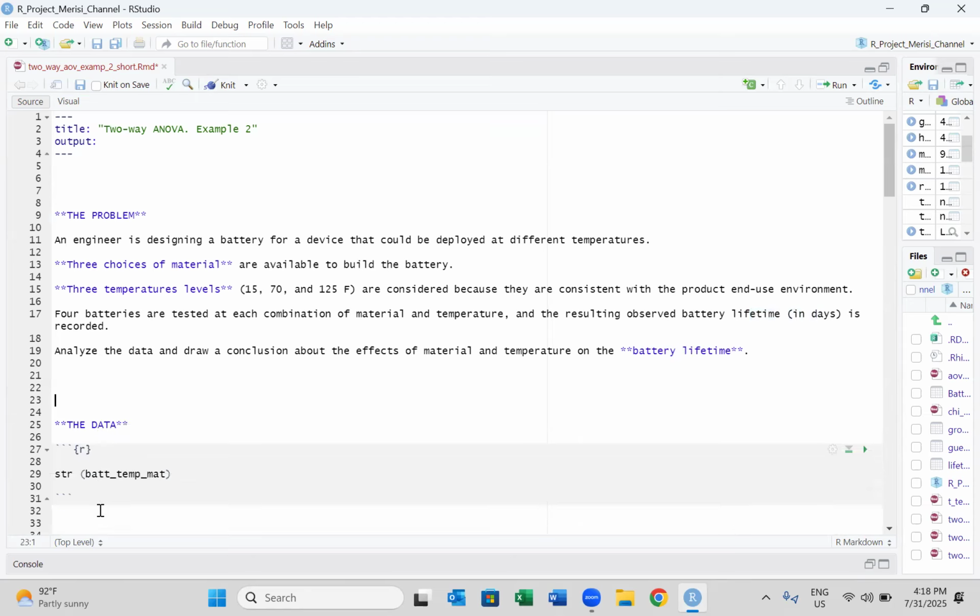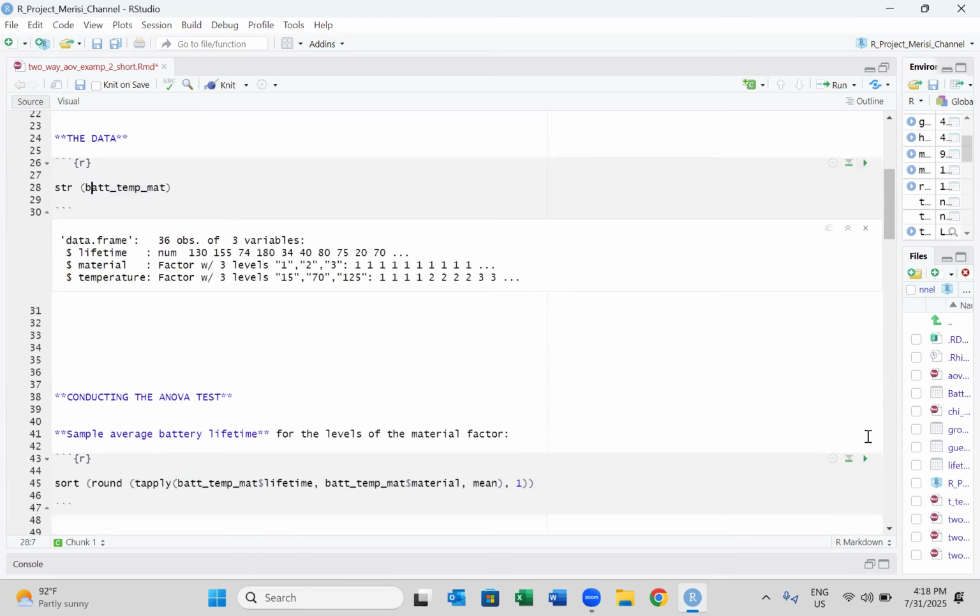Great. So let's take a look at the data for this problem. I have the data for this problem stored in this data frame. And in that data frame, we have three columns, one for lifetime, one for material, one for temperature. Notice that material and temperature have a factor data type whereas lifetime is numeric, okay? And notice that we have 36 observations, so we have data for 36 batteries, okay?